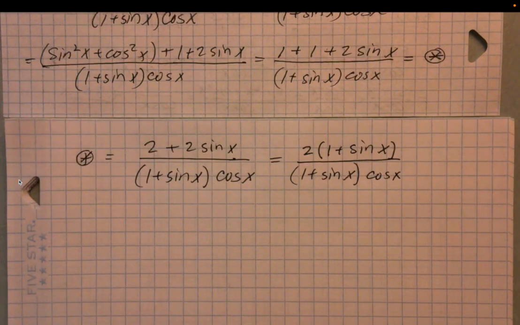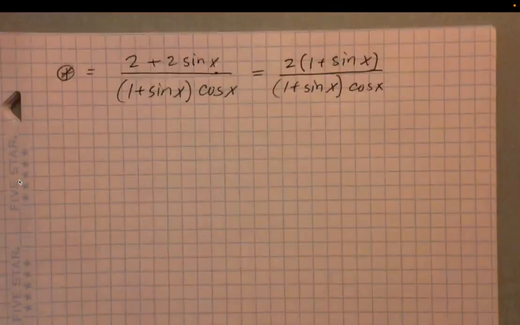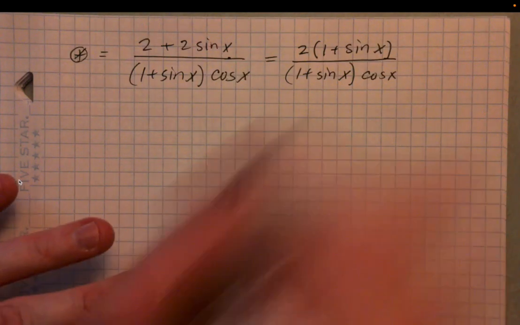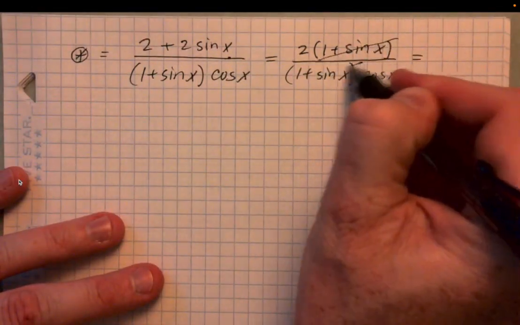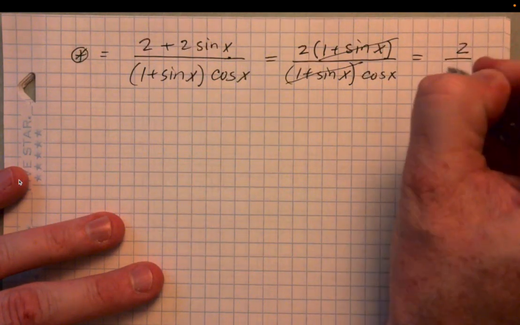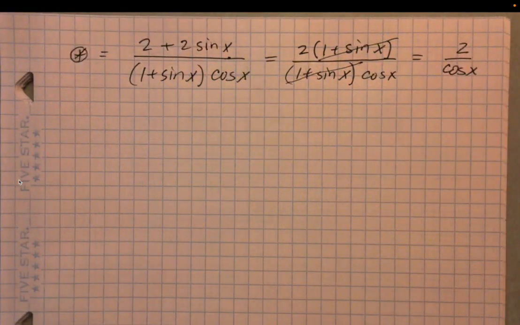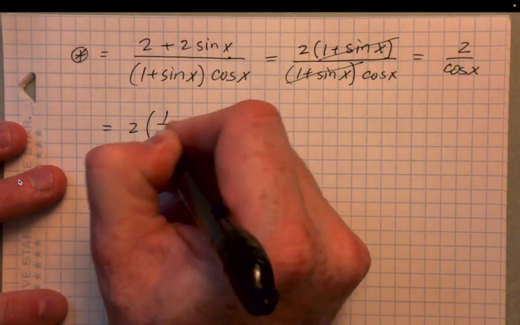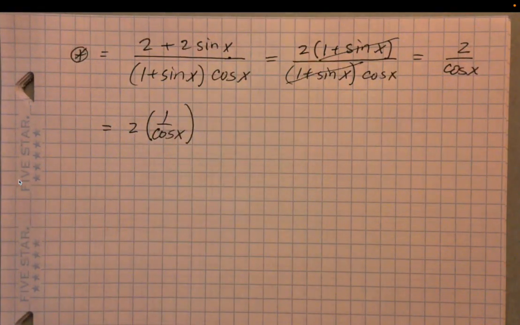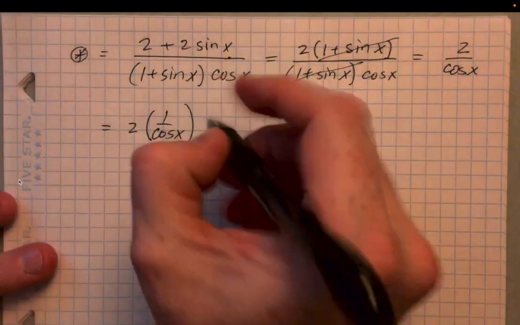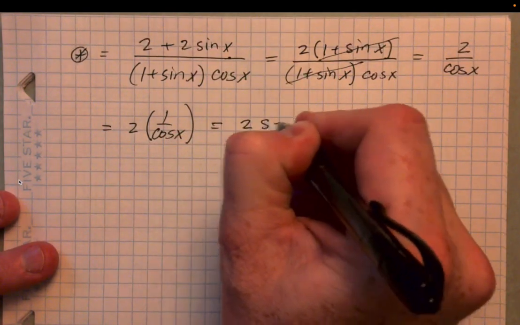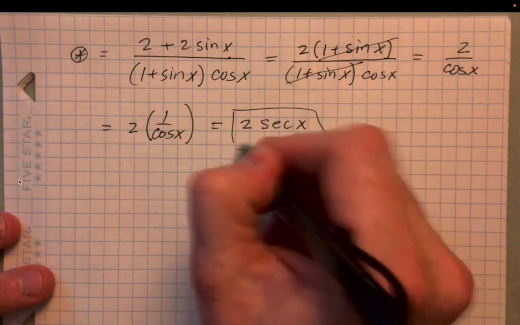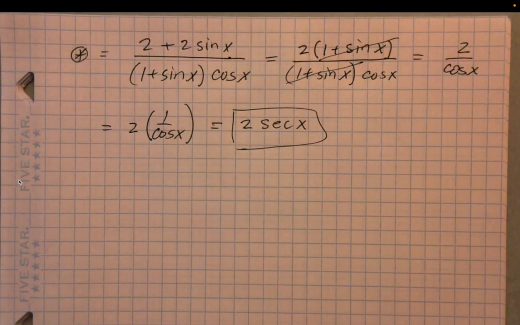All right, so I've got this. Okay. And then I can cancel here. All right, so I get 2 over cos x. Okay. Now you can think of this as 2 times 1 over cos x. Right, and we know that 1 over cos x is secant, right? So this is really 2 times the secant of x, and that's what we're trying to get to. Okay, so that's the result we're after, right?